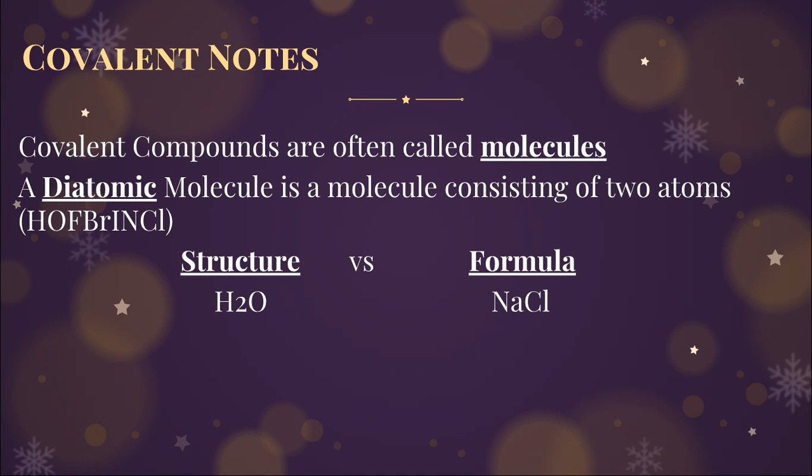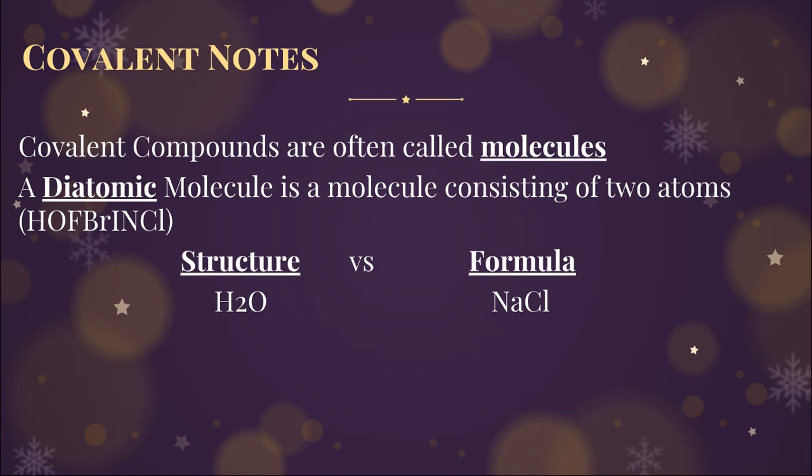Okay. Covalent compounds are often called molecules. If you were to say an ionic compound was a molecule, you would be wrong. Remember, ionic compounds are salts. Covalent compounds are molecules. We are going to talk about diatomic molecules, and this is just a molecule that consists of 2 of the same atoms.